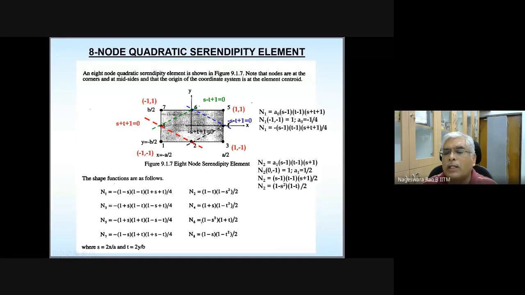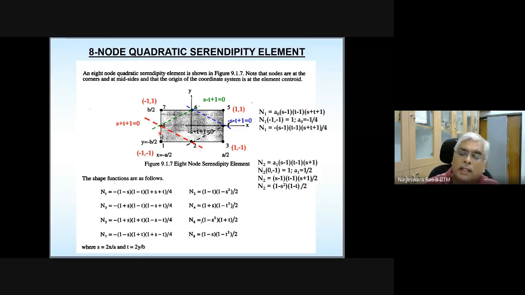So once you understood the procedure that we discussed in the last class for this 8-node element, here the 8 nodes are numbered like this: 1, 2, 3, 4, 5, 6, 7, and 8. And so let's say a 7-node element.